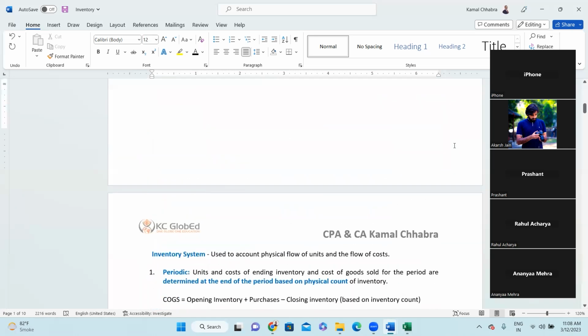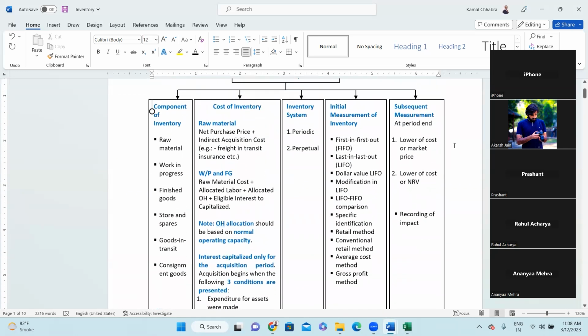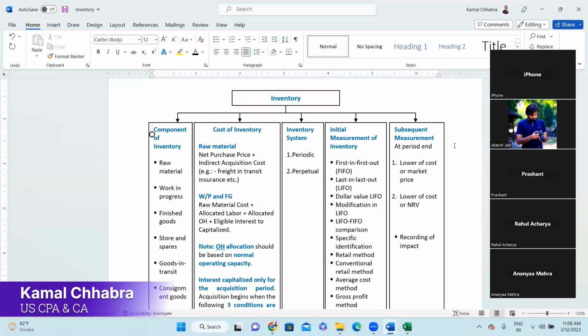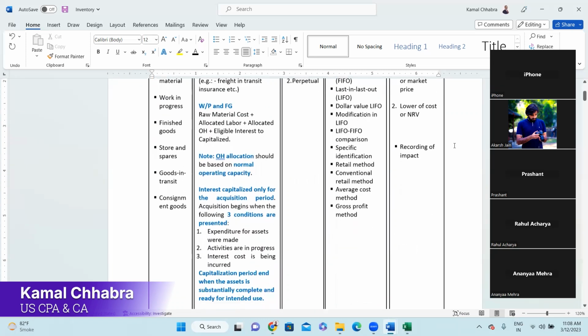Right. Now, if you see, these are the 5 major items of inventory: components of inventory, cost of inventory, inventory system, initial measurement, and subsequent measurement. So components of inventory is straightforward. We have already covered it here, right? Cost of inventory is also very straightforward. We have covered it here. Now we are going one by one in detail about inventory system, initial measurement, and subsequent measurement. These we will be studying in detail one by one, right?